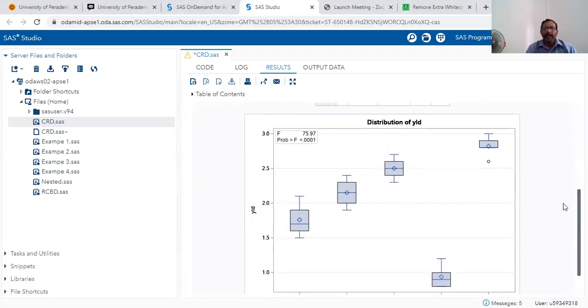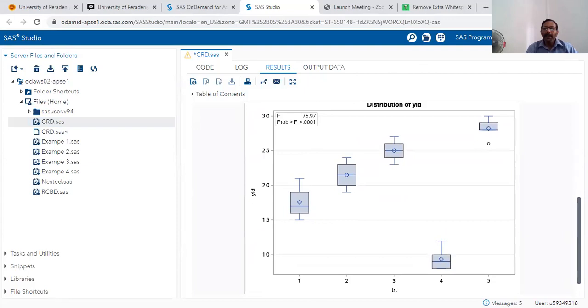So this is just an indication of the distribution of each treatment. Let's say you have different treatments 1, 2, 3, 4, and 5. How they are distributed. This is on the y-axis, yield. From this, you can identify which treatment is giving high yield.